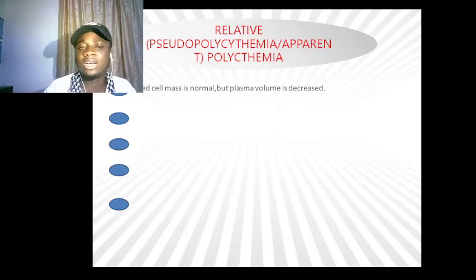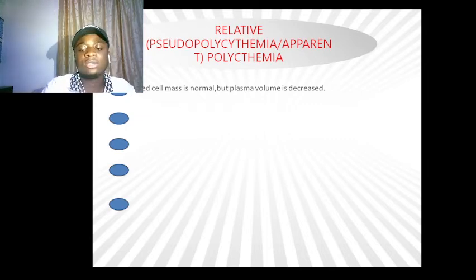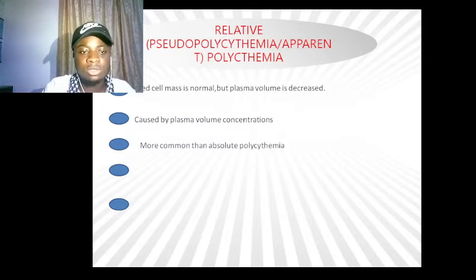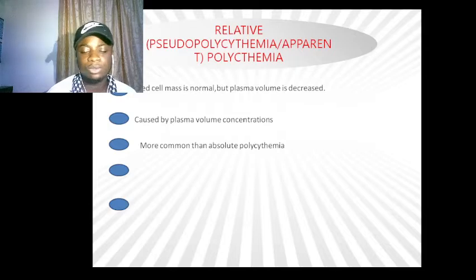So always remember that in relative pseudo polycythemia, the red cell mass is not increased but it's normal, but the plasma volume is rather decreased. Very, very important. So it is caused by plasma volume concentration, and it is more common than absolute polycythemia. So always remember that relative polycythemia is more common than absolute, in the sense that it occurs more than the absolute.